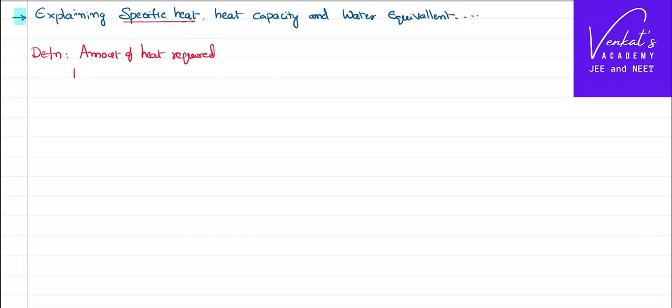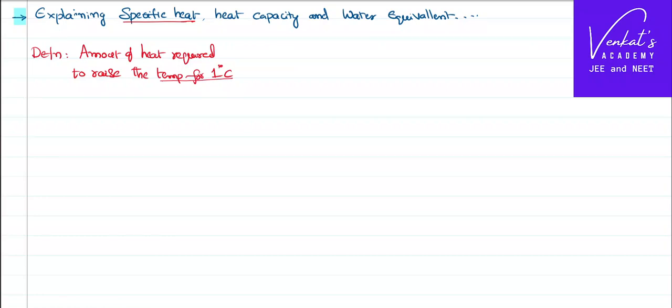Why do we need heat? To raise the temperature of a body. Whenever you want to raise the temperature of a body, we shall supply heat. How much heat do you supply? For 1 degree centigrade. But be careful, you are raising the temperature only by 1 degree centigrade.